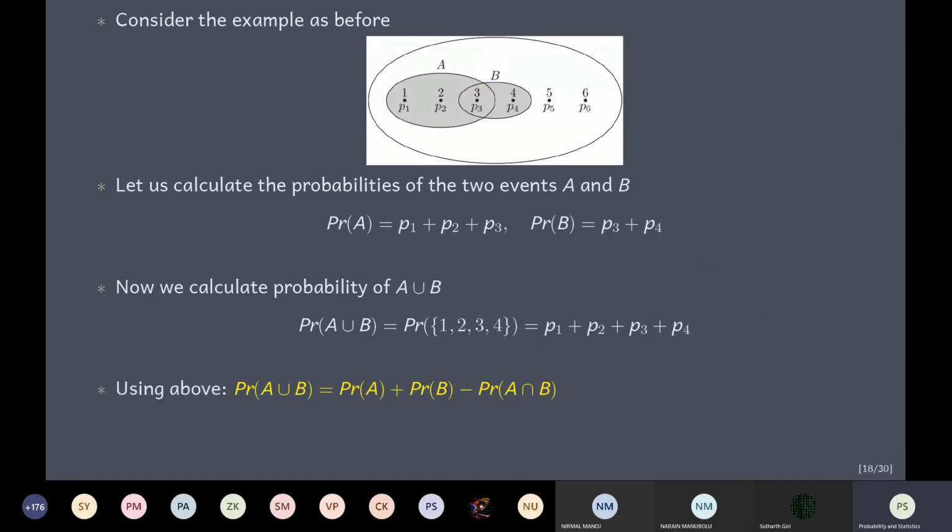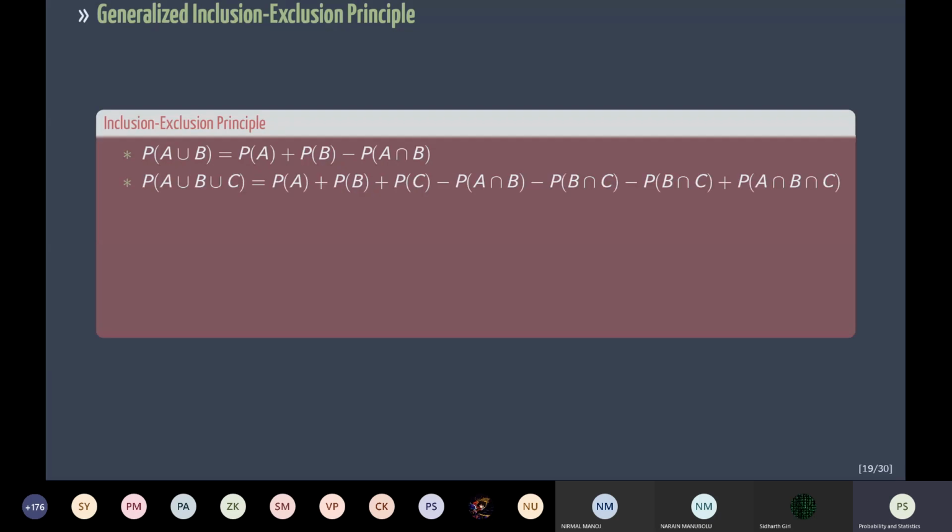So one of that we have to remove, so that we don't get the duplicate here. Okay, so that's what we did. So using this, we have that probability of A union B will be probability of A plus probability of B minus the probability of A intersection B. And this proof is similar to the inclusion exclusion principle one could do. So we can write down this inclusion exclusion principle in a general form.